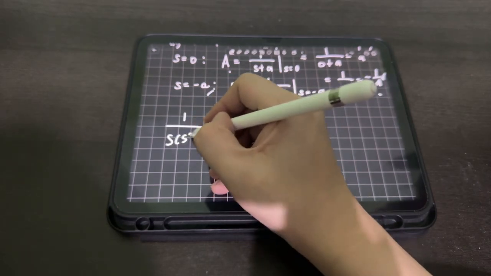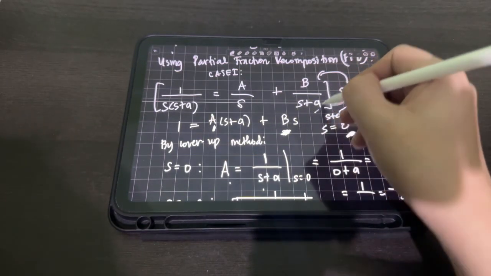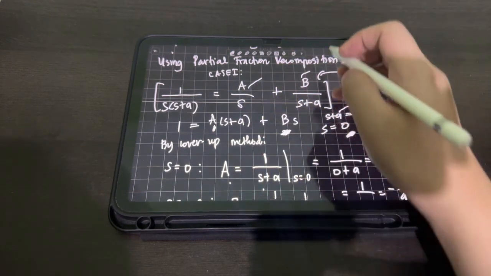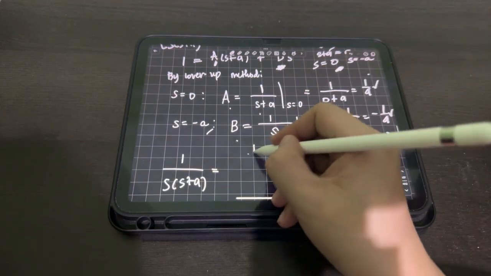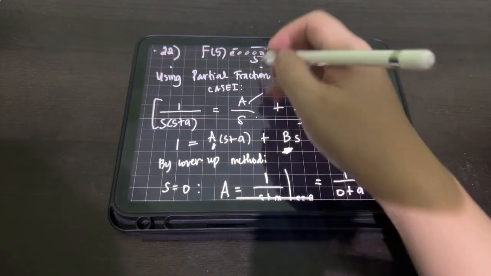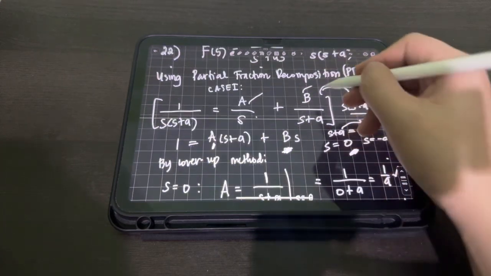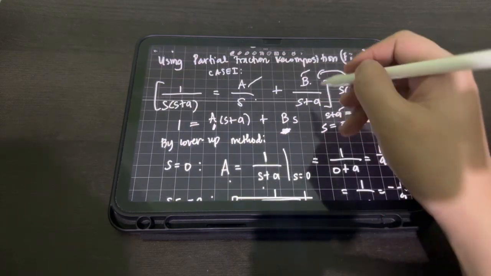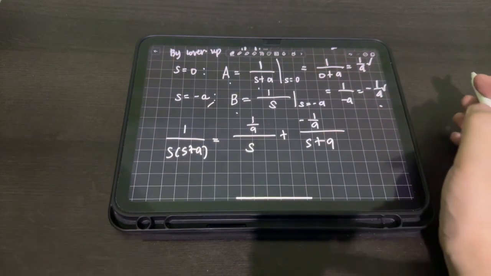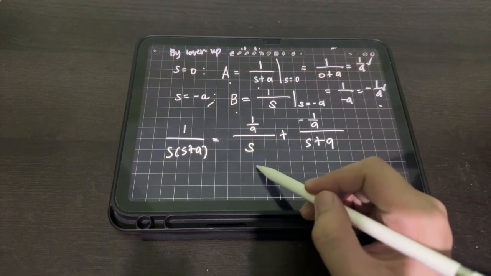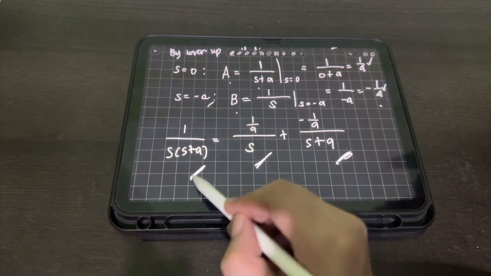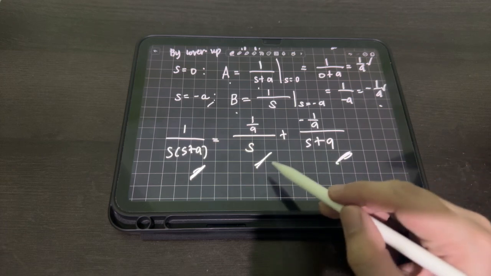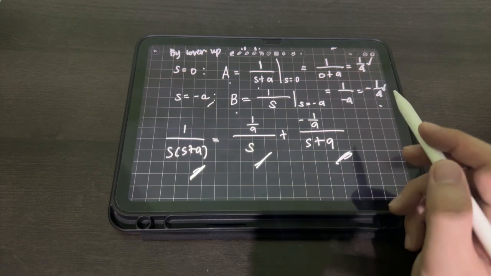Now, we can rewrite 1 over S times S plus a in this sum of partial fractions form, substituting the obtained capital A and capital B. So capital A is 1 over a, so you have 1 over a over S, plus capital B, which is negative 1 over a, over S plus a. From this form of the original expression, we can easily find the inverse Laplace transform.